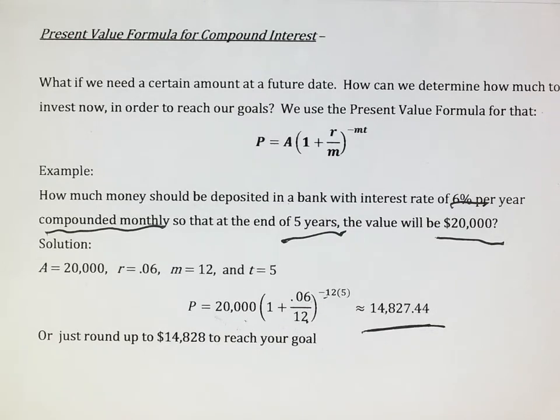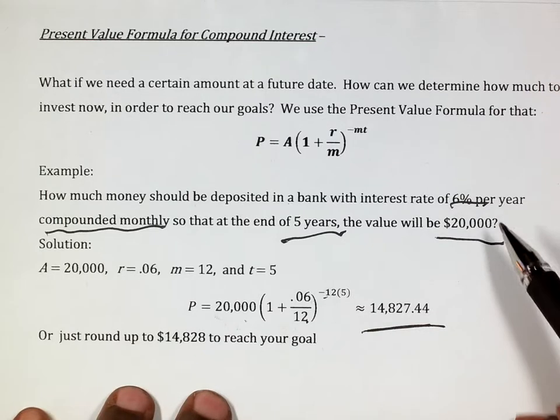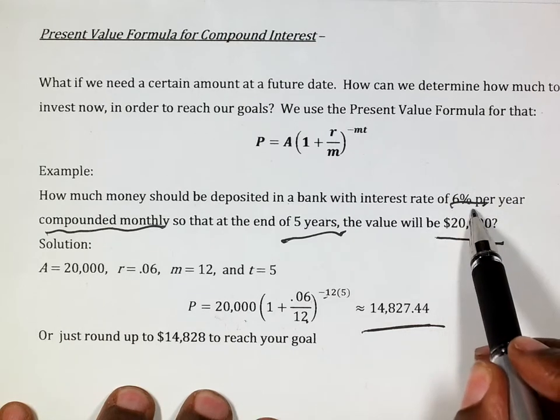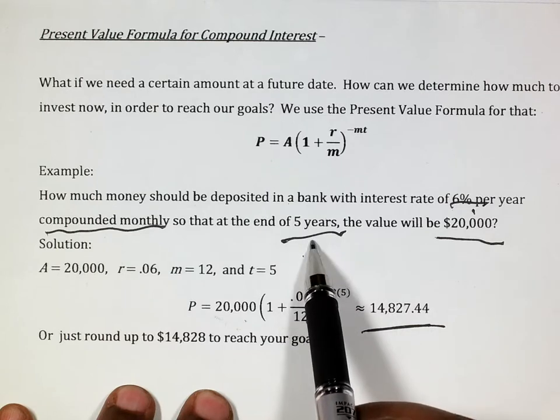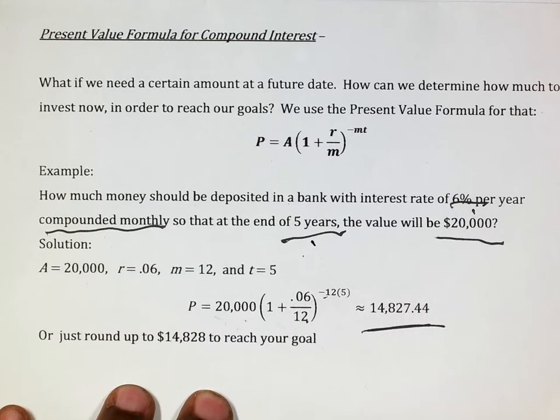P is the present value. A is the amount we need to have. r is the interest rate. m is how many times it's compounded. So how much money should be deposited in a bank with an interest rate of 6% per year, compounded monthly, so that at the end of 5 years, the value will be $20,000?